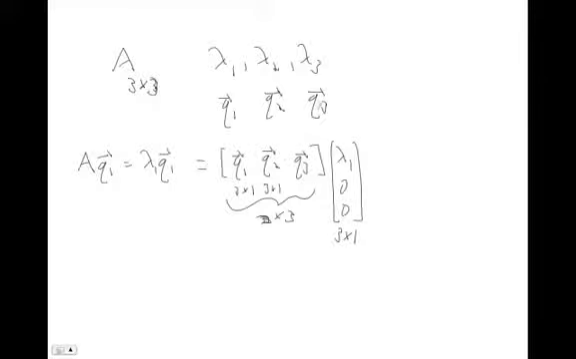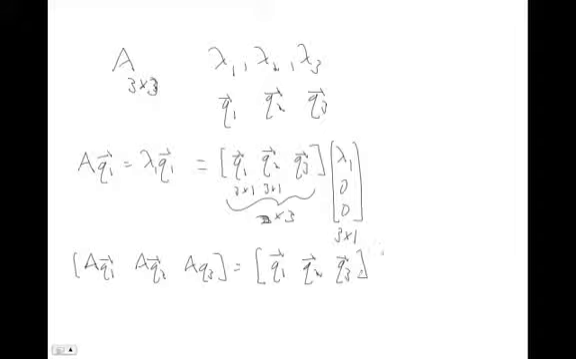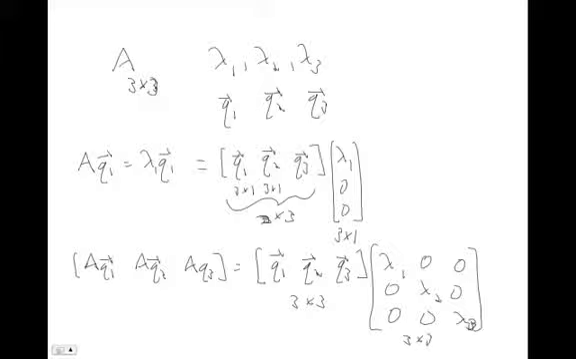But I can do this same thing 3 times. When I do that, I get something like this: A times the matrix q1, q2, q3 is equal to the matrix q1, q2, q3 times the matrix with lambda 1, lambda 2, lambda 3 on the diagonal and zeros elsewhere. You can prove to yourself this is true. I'm basically recreating this example three times. Each of these is a 3x3 matrix, and 3x3 times 3x1 is 3x1 internally, so all the dimensions work out.